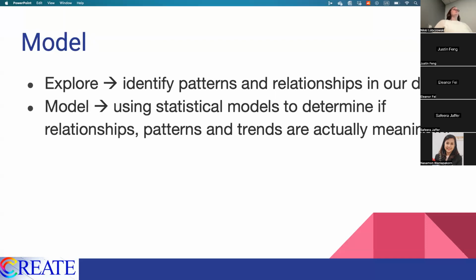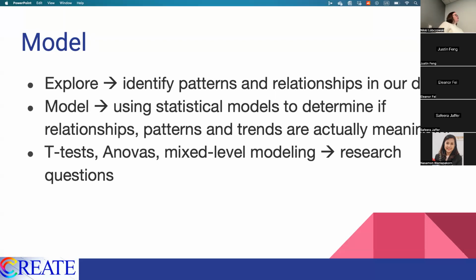So using statistical models to determine if the relationships, patterns, and trends are actually meaningful. And again, t-test, ANOVA, mixed level modeling, really the sky's the limit. But this is when you have hundreds and hundreds of pages of transcripts. How do you get something quantifiable from this? And this is how you can do that to then run the tests.